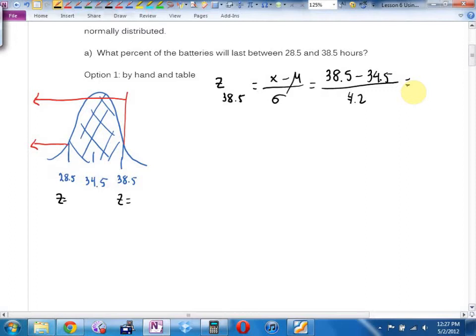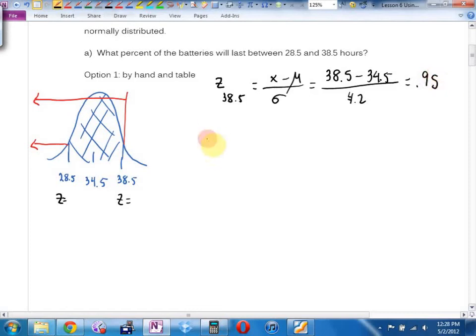What do you get for a Z score that matches 38.5? David? No, I just want the Z score. I don't want the area, just the Z. What does this work out to? 0.95? Anybody else? 0.95 or 0.96? Round it off properly. Okay, we'll find the area in a second.